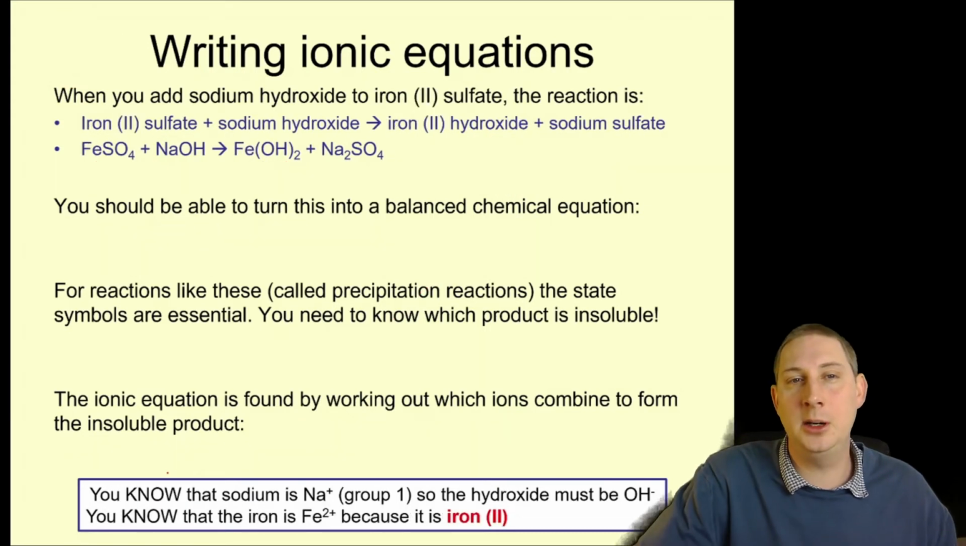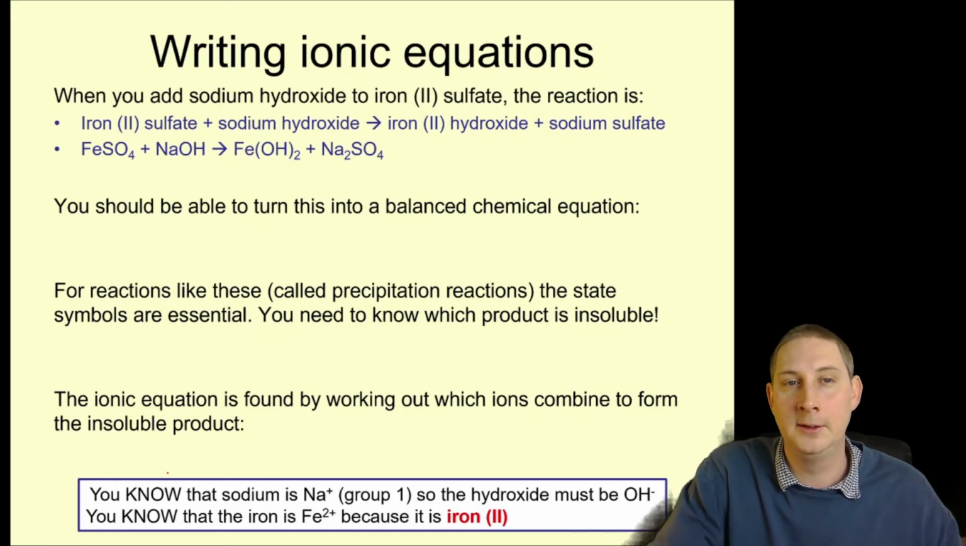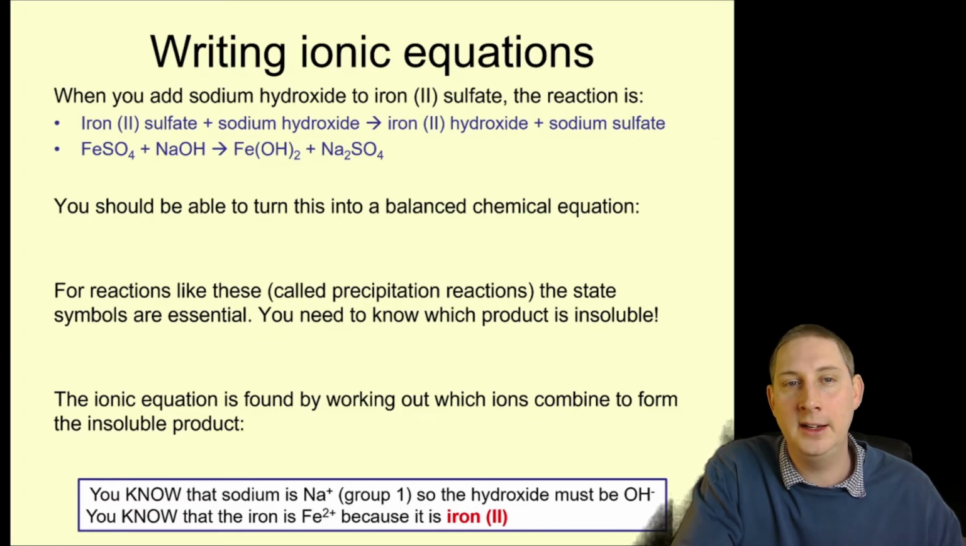So here's an example for you to have a go at. Adding sodium hydroxide to iron 2 sulfate. Again, the reaction is iron 2 sulfate and sodium hydroxide. They swap partners to form iron 2 hydroxide and sodium sulfate. And here is the unbalanced equation: FeSO4 plus NaOH goes to Fe(OH)2 plus Na2SO4.